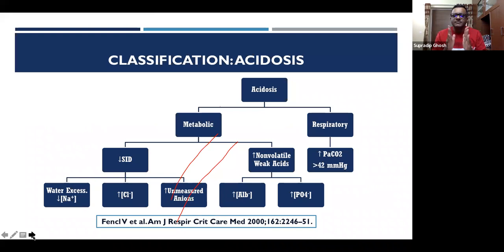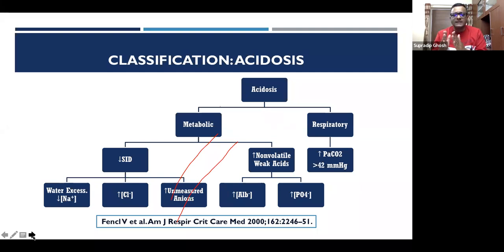If the ABG shows a pH of less than 7.38, according to Stewart, it can have only two reasons. Either it's a metabolic problem or a respiratory problem. If there is a respiratory problem, the PaCO2 should go more than 42 millimeter of mercury. If there is a metabolic problem, it can be either because there is a decrease in the SID or there is a non-volatile acid increase.